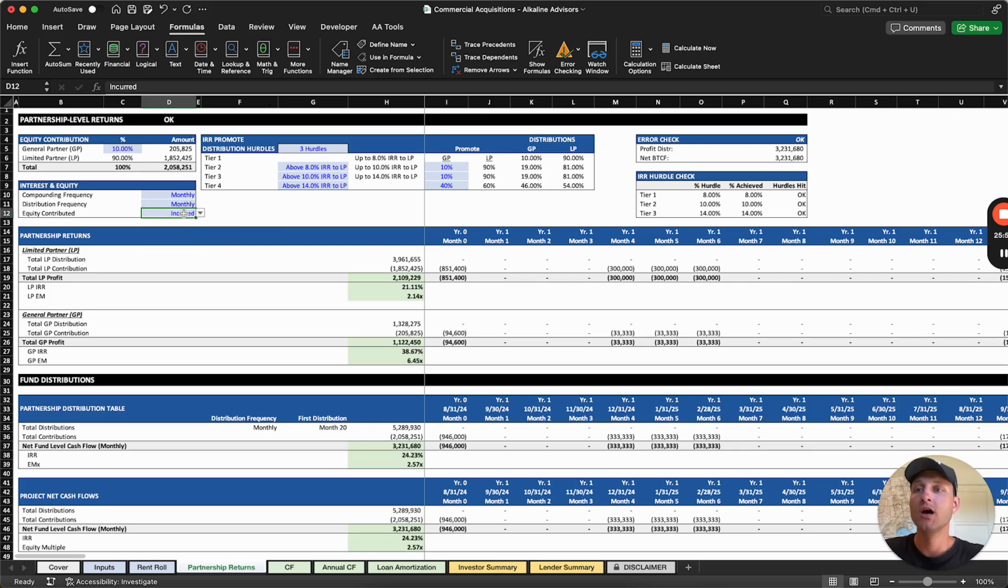And then we can choose when we're collecting the equity. Are we going to collect the equity all up front, right, at time 0? Or are we saying, hey, we're just going to collect the equity from our partners whenever we need equity at a project level? So everything flows accordingly. In this case, let's say we're going to collect it when we need it.